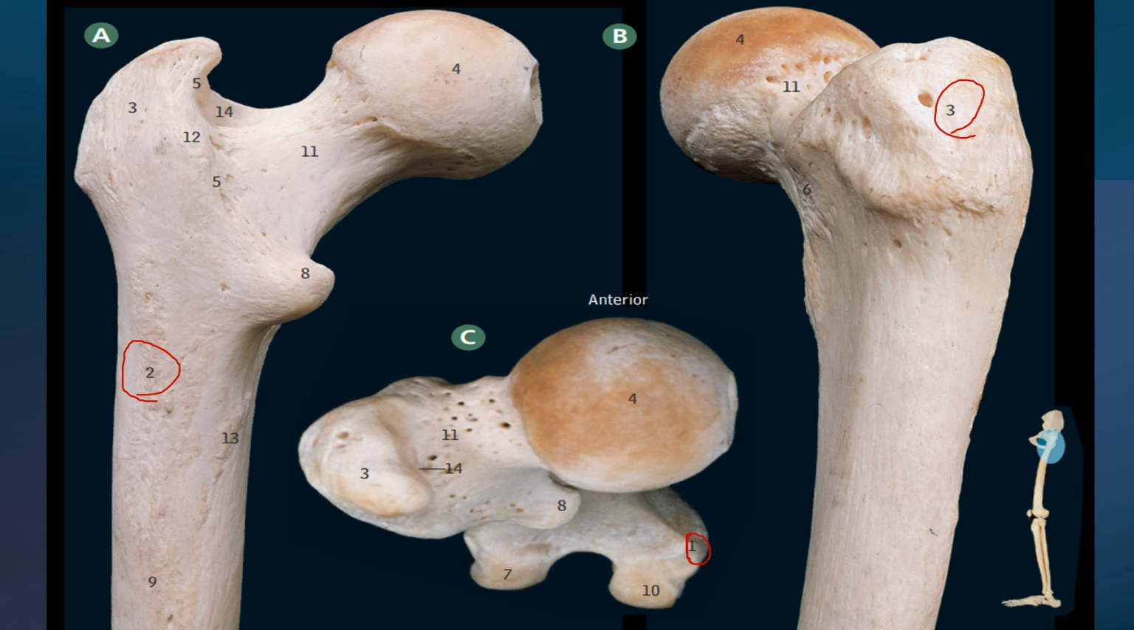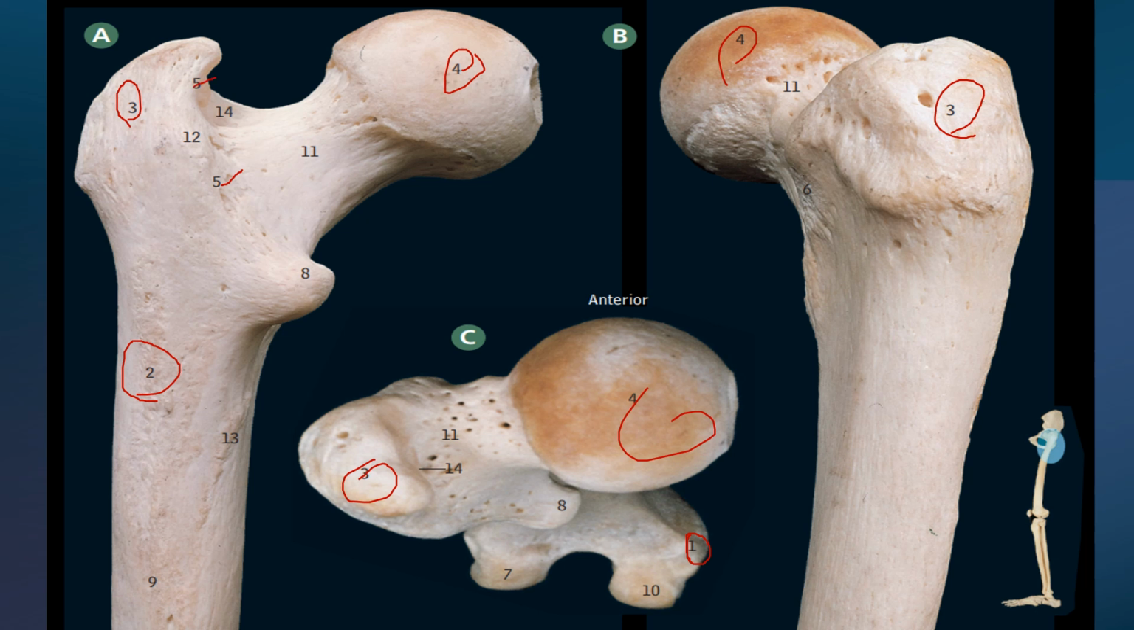The third one is the greater trochanter. The fourth one is the head. Fifth one is the intertrochanteric crest.